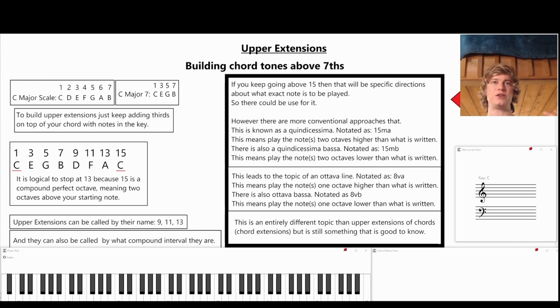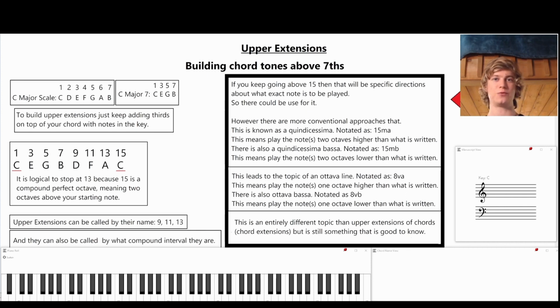This is known as the quindecesima, notated as 15 MA. This means that you play the note or the notes that are notated 2 octaves higher than what you're seeing written. There's also a quindecesima bassa, which is notated as 15 MB. This means that you play the note or the notes 2 octaves lower than what you see as written.